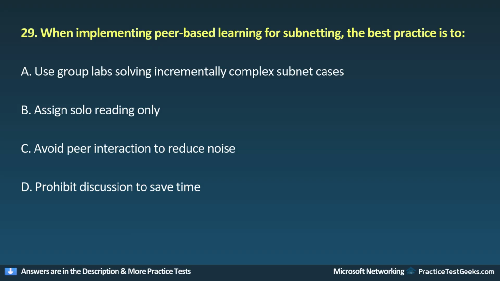29. When implementing peer-based learning for subnetting, the best practice is to A. Use group labs solving incrementally complex subnet cases. B. Assign solo reading only. C. Avoid peer interaction to reduce noise. D. Prohibit discussion to save time.